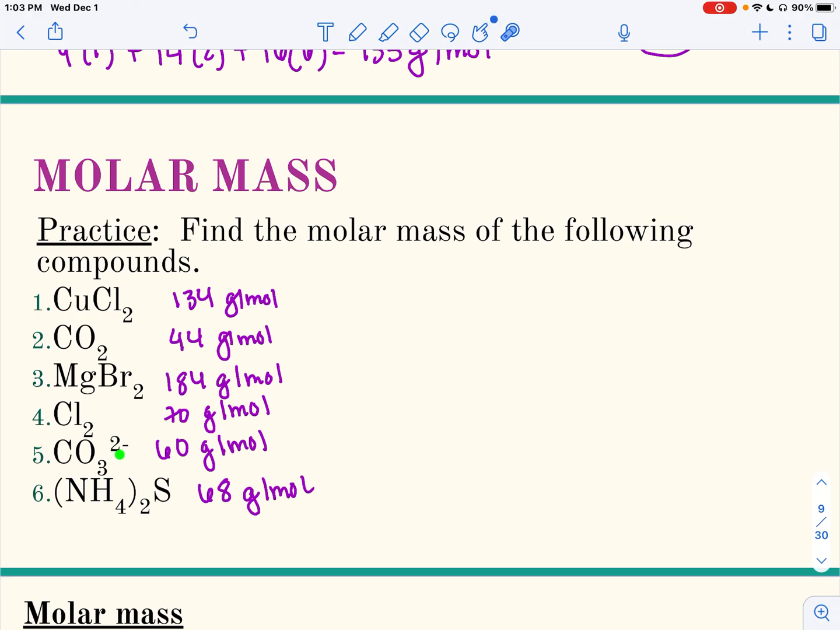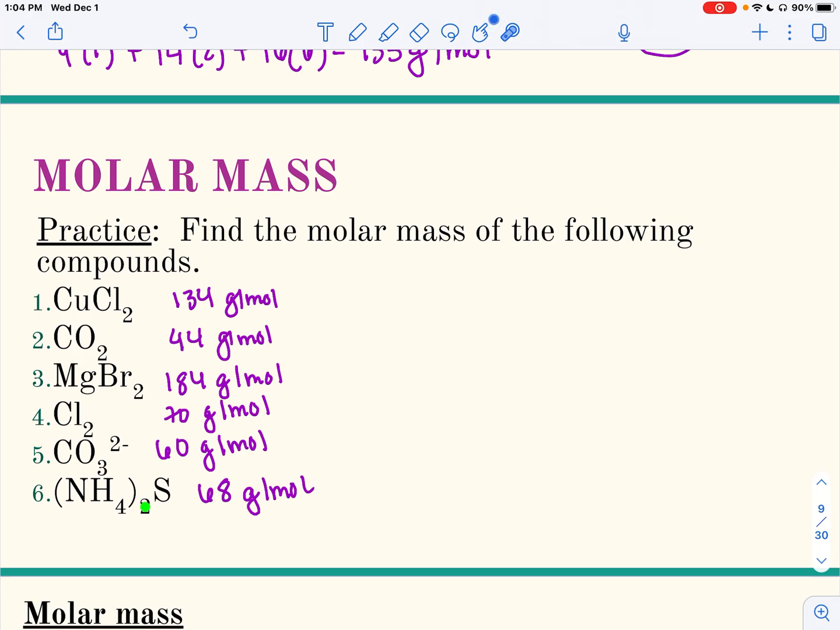This 2 minus here, that's the charge, that has to do with electrons. And you remember from unit 2, electrons don't factor into mass. We say they have a negligible mass, so we don't care about their mass. When we were finding mass number, remember we added protons and neutrons and not electrons. So here you can also ignore this when you're finding molar mass. Just ignore this charge, just do the C and the O3.